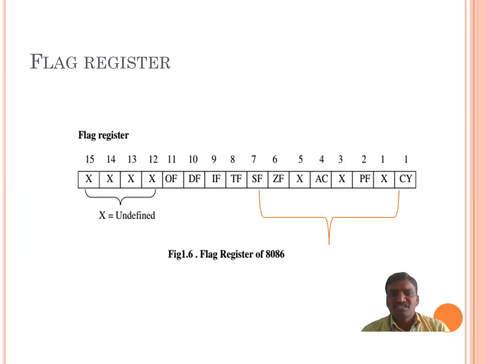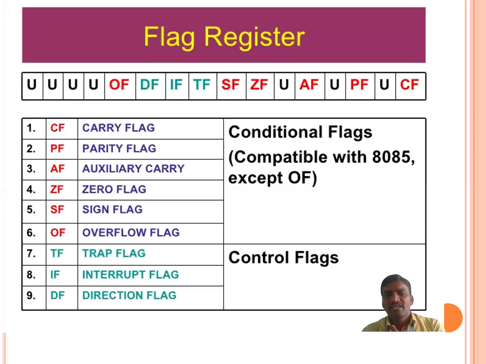In that, the first one is the trap flag. The next one is the interrupt flag. The next one is the direction flag. So these are the control flags. Right now I will give the detailed explanation about each and every flag.